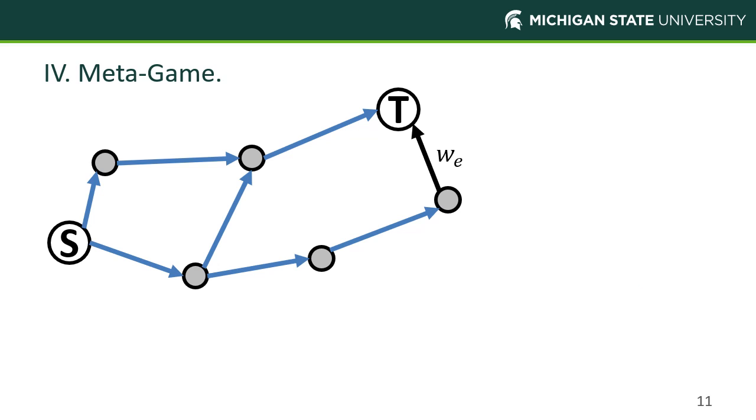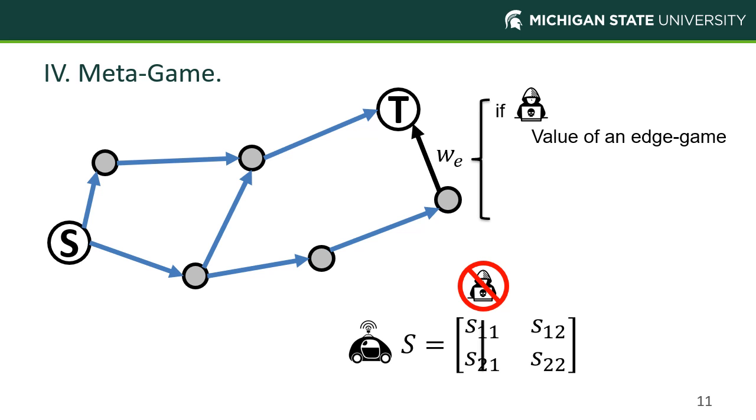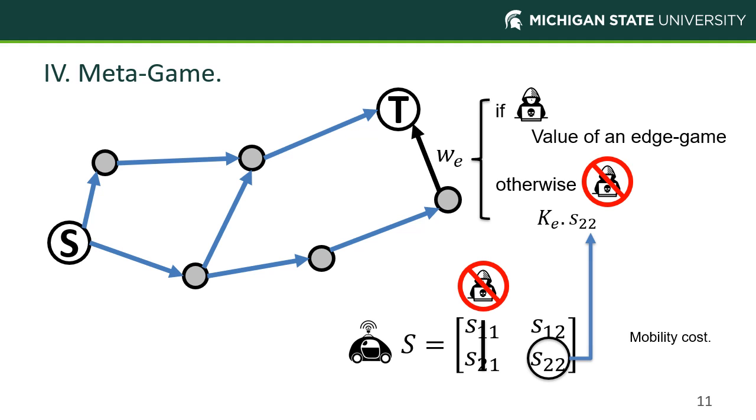Given that we have found a solution to the edge game, let's see how we tie it back to the metagame. The cost associated with an edge is given by WE, which depends on whether the edge can be attacked, leading to the value of the corresponding edge game. Alternatively, if the edge is free from an attack, then the defender chooses not to defend, leading to the entry S22, that is, the defender just pays the mobility cost.